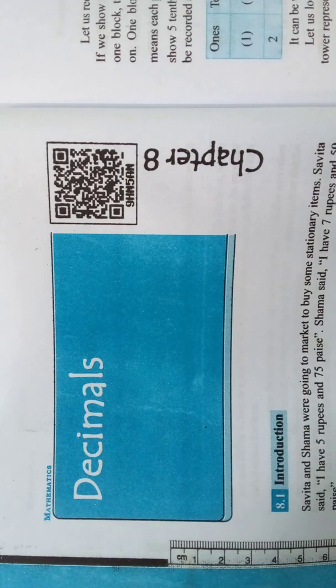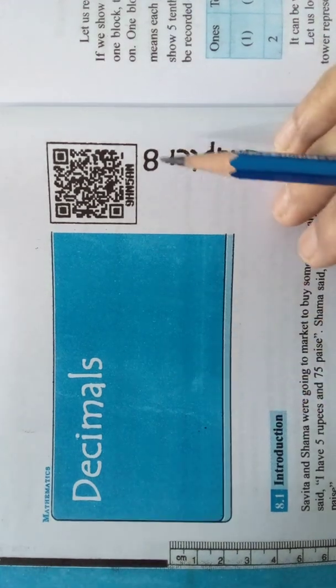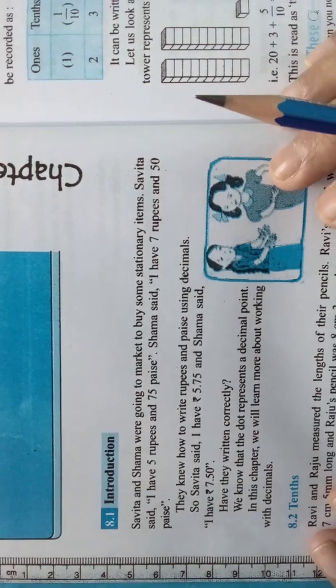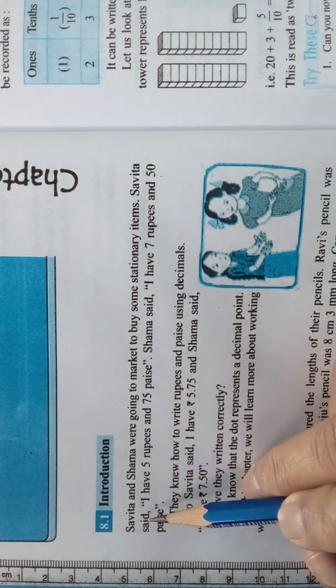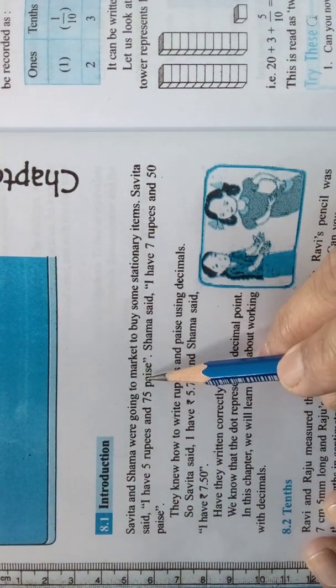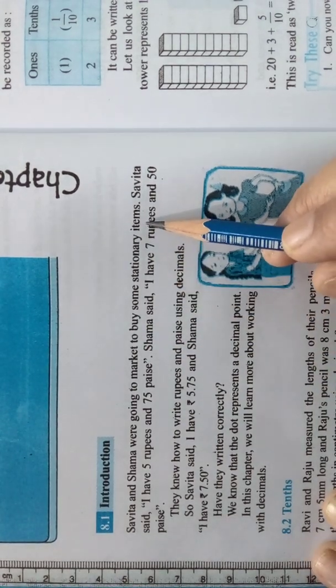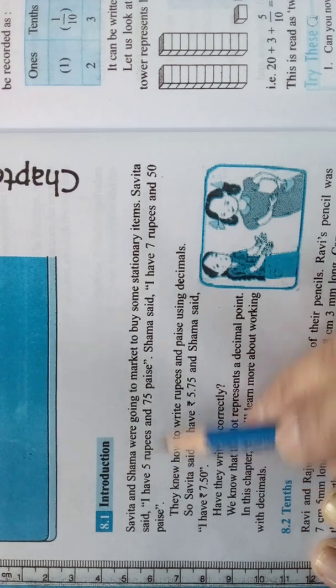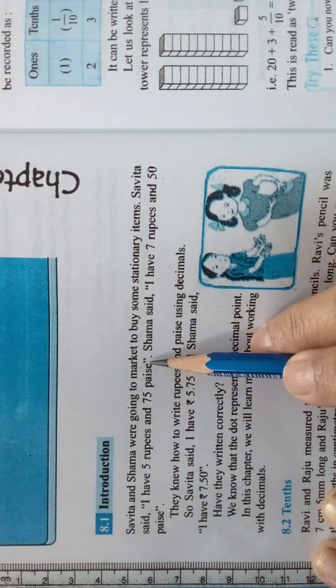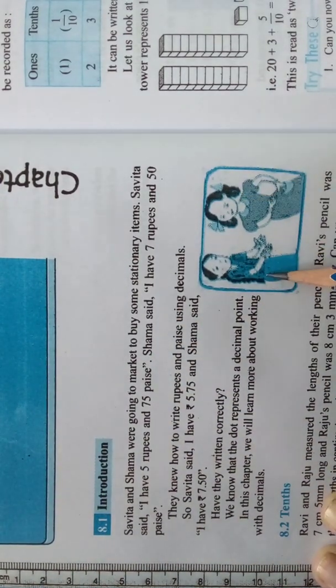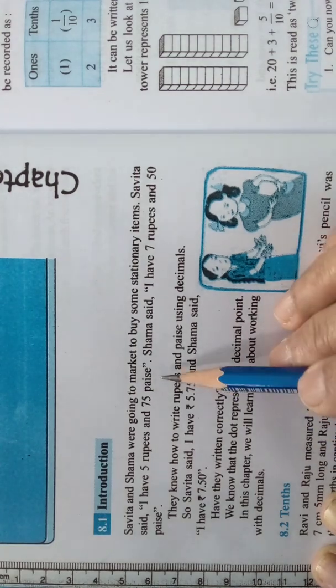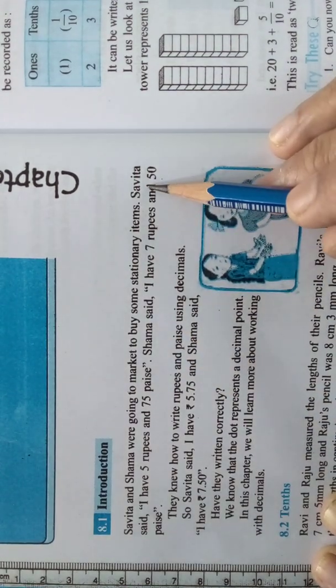Welcome children, come, we will see chapter 8, decimals. Come, we will see the introduction. Savita and Sharma were going to market to buy some stationery items.